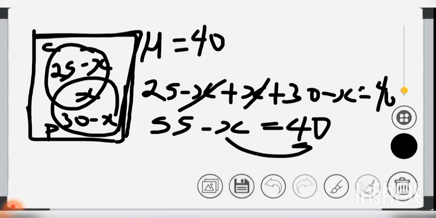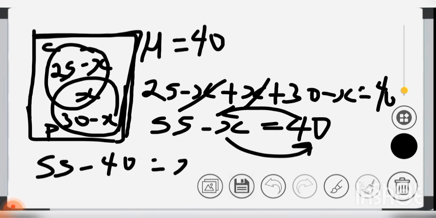So you move this one to this side, and you move 40 to this other side. We're going to have 55 minus 40 is equal to x. So x, which is the students doing both, will now be 55 minus 40, which is 15. So we have 15 students doing both physics and chemistry.